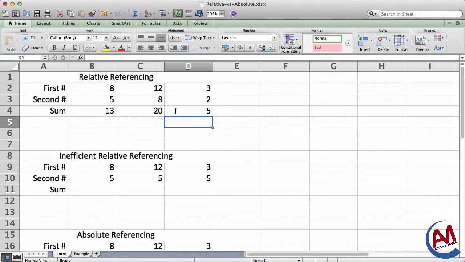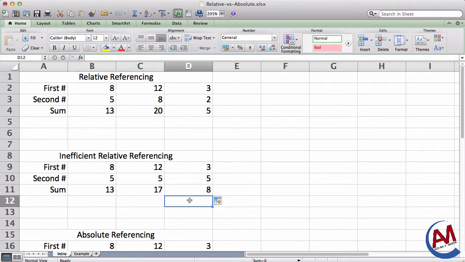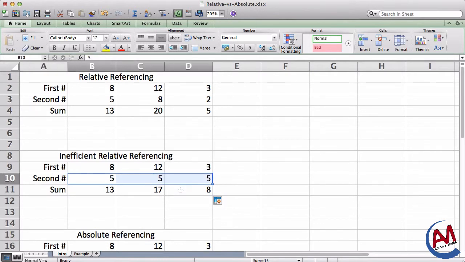I'm going to do another example. However, there's a little problem with this one. So again, I'm going to do a sum. I'll copy it over. And, well, for starters, this works. However, we see that in the second number row, all of these numbers are the same.